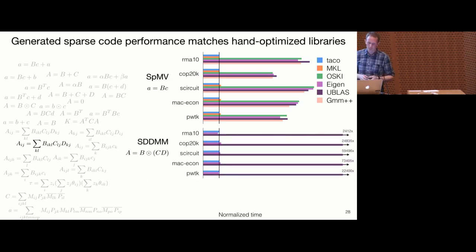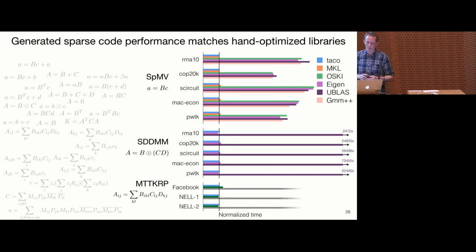Then there's the sampled dense-dense matrix multiplication, and here TACO generates one piece of code for the whole expression, so it's very fast. Eigen has that same kernel implemented, whereas UBLAS does not. So UBLAS gets asymptotically worse performance.